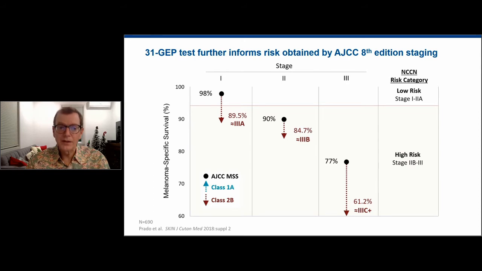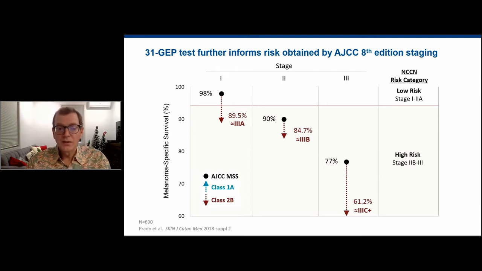And so these patients, despite the fact that they are stage 1, have a mortality rate that looks like patients who have stage 3A melanoma. And if you take nothing away from this educational session, it's that these patients deserve to be managed more aggressively. We should be managing them the way that we handle our stage 3 patients.